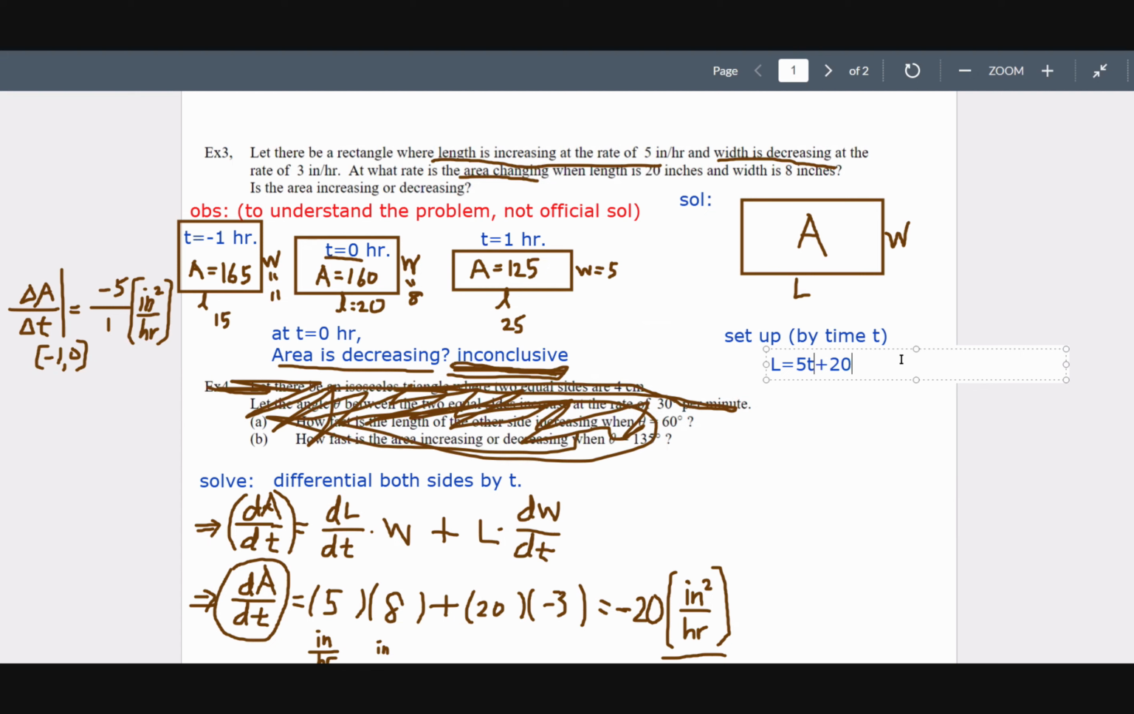And now what's the W? W is equal to my decrease of 3, so that will be minus 3t, and then plus 8. Note that when t is equal to 0, W equals 8. When t equals 1, W is equal to 5. When t equals negative 1, W equals 11. So the W is actually decreasing by 3. Now what we need is the A. A is equal to 5t plus 20, times minus 3t plus 8.